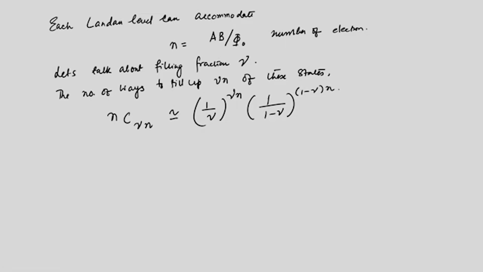These combinations are the number of ways to fill these nu N of the states, which means nu is a fraction. Say if it's 1/3, then what are the ways that you have these N electrons and you are going to fill up the available states of a particular Landau level, and so on.